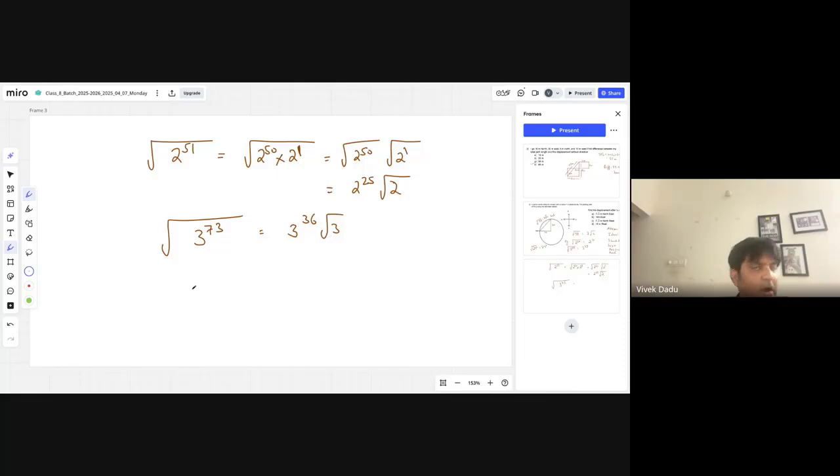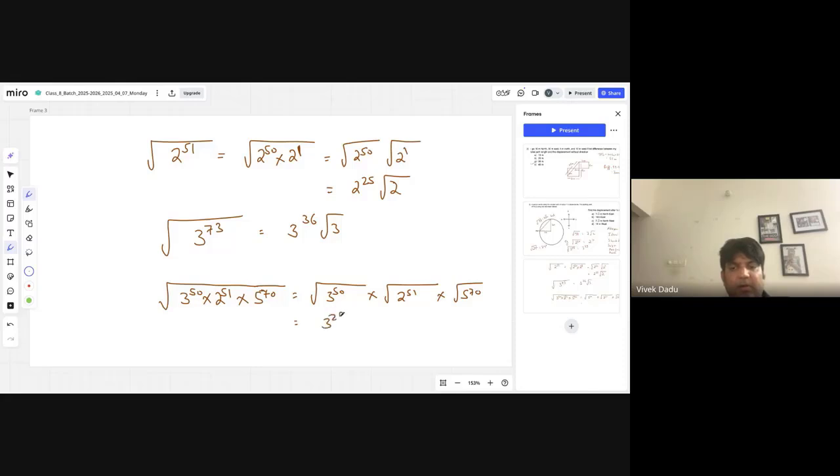Okay. Now, let's take it one step further. Let's say I have multiple numbers inside it. For example, 3 power 50 into 2 power 51 into 5 power 70, like that I have. So the way to do it will be to write them in individual square roots. Square root of 3 power 50, we can directly write the answer.